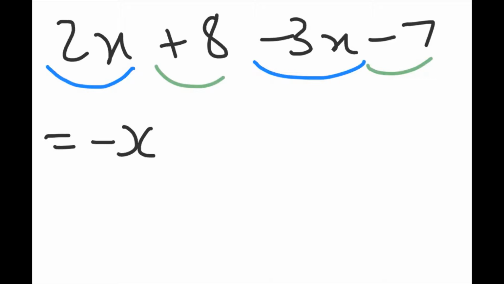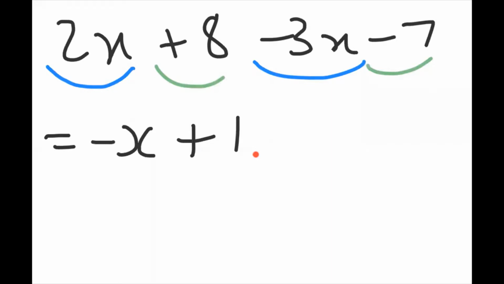Okay, let's continue with the sum. We still have the plus 8 and minus 7. So 8 minus 7, that gives us plus 1. So 2x minus 3x is minus x, and 8 minus 7, that's plus 1.